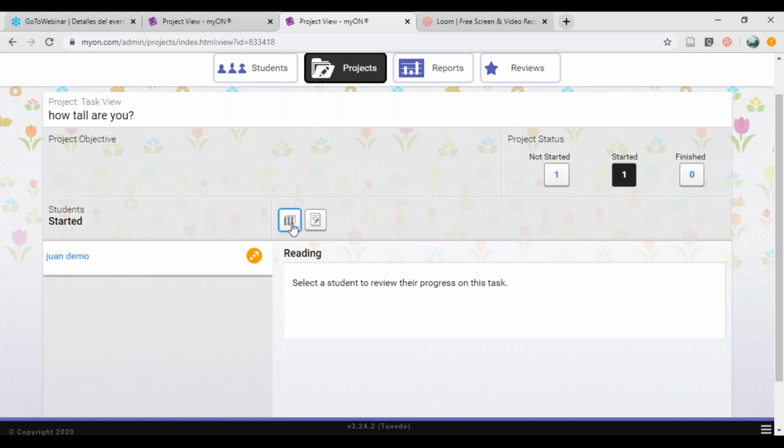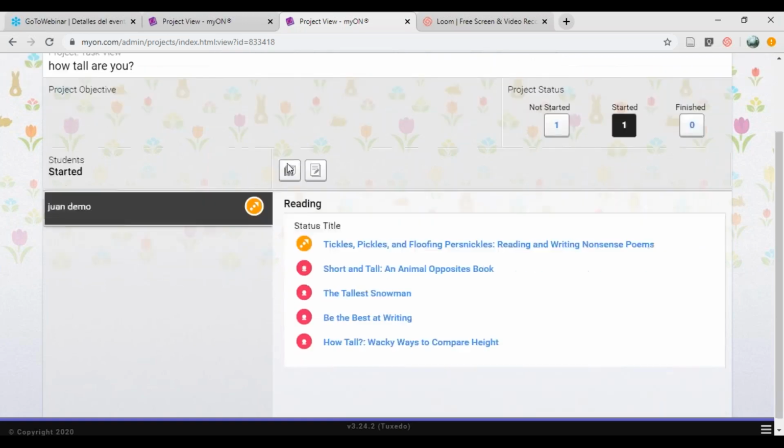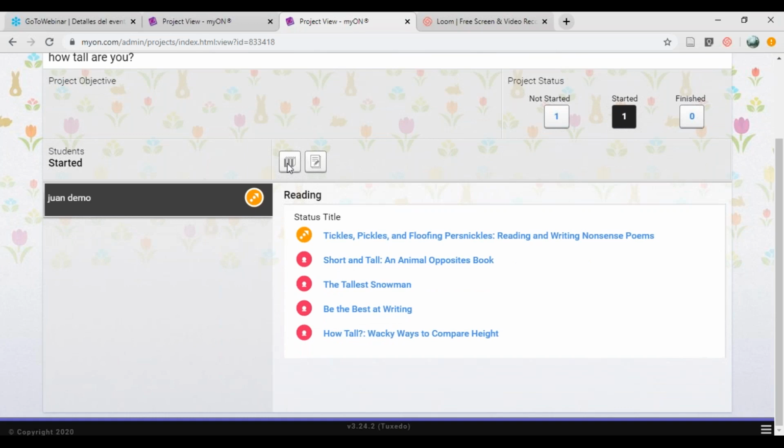What I am going to do is I will ask my students to read the books that I selected for them. These are the books that I picked out. The books are Short and Tall, The Tallest Snowman, and How Tall. These three books that you can see here, the last three books, are input, are to give them vocabulary, examples, ideas, etc. In this part, it doesn't matter if your Lexile level is below their Lexile level.